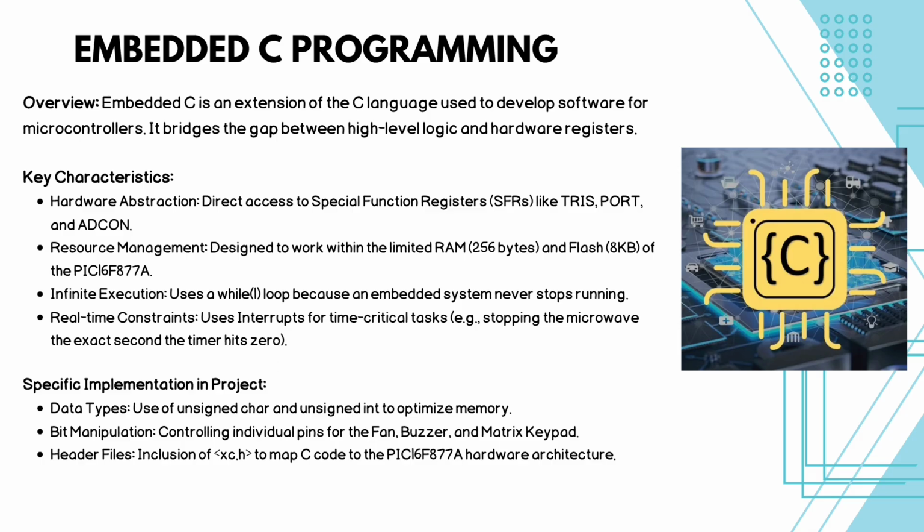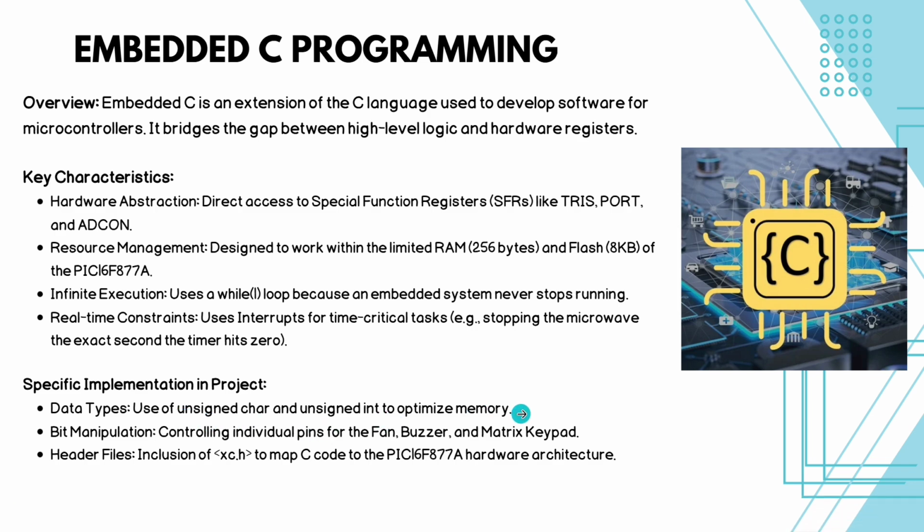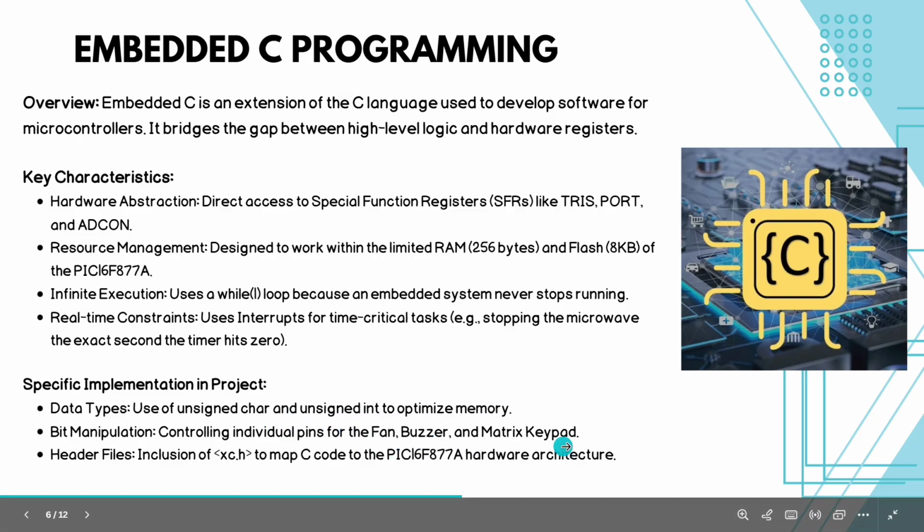The specific implementation of the project. What are the specific implementation details? Data types: use of unsigned char and unsigned int to optimize memory. Bit manipulation: controlling individual pins for the fan, buzzer, and matrix keypad. Header files: inclusion of xc.h to map C code to the PIC16F877A hardware architecture.